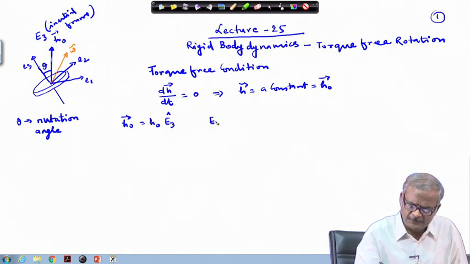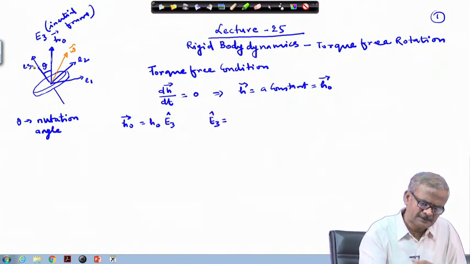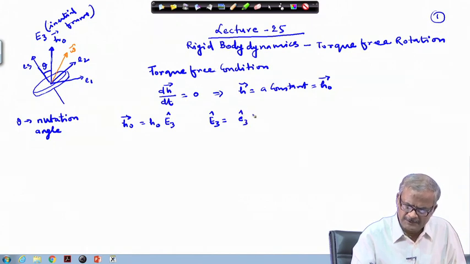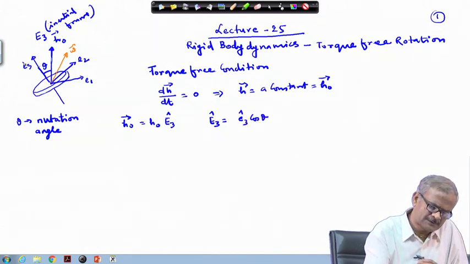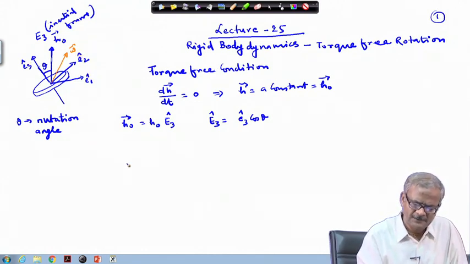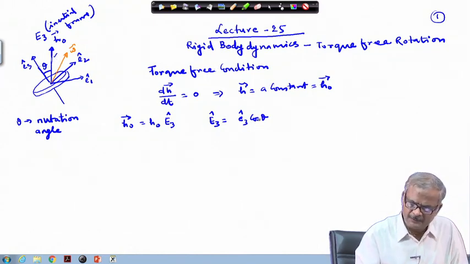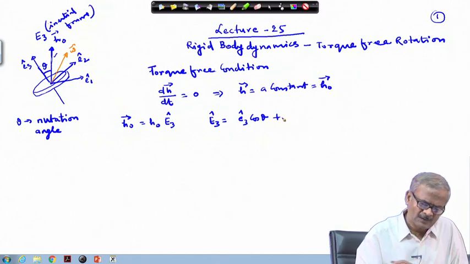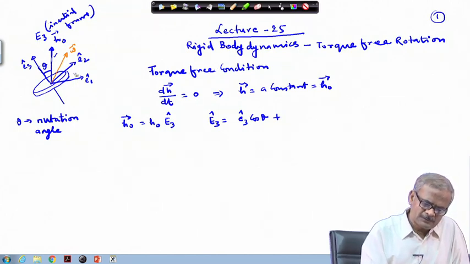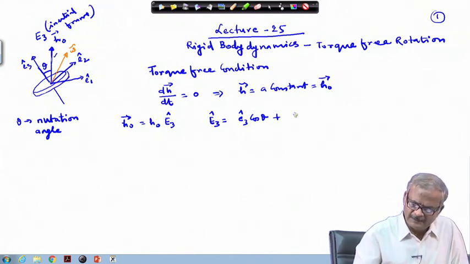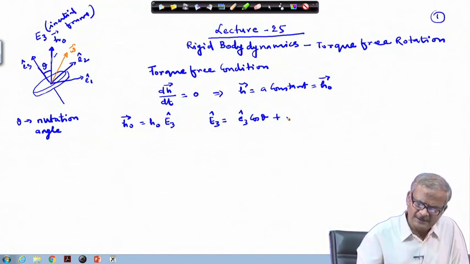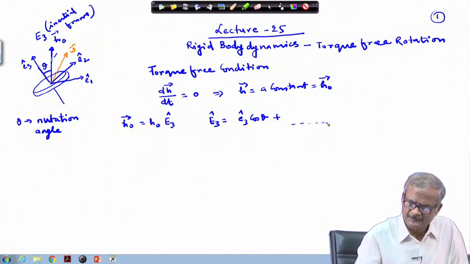and therefore the E 3 cap can be described in terms of small e 3 cap cos theta. Along this direction we will have E 3 cap, E 1 cap along this direction, E 2 cap along this direction. So, E 3 cap is along this direction, and its component along this axis will be e 3 cap cos theta, plus, now from this place it is not visible, but we will have to draw another figure. We will have another vector here, and that time sin theta will appear. So, this vector we need to fill here.